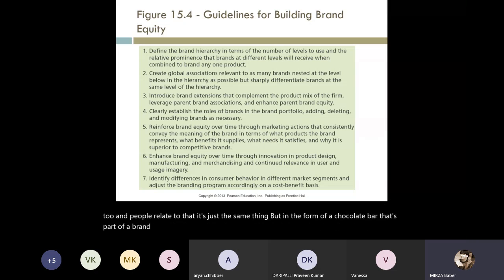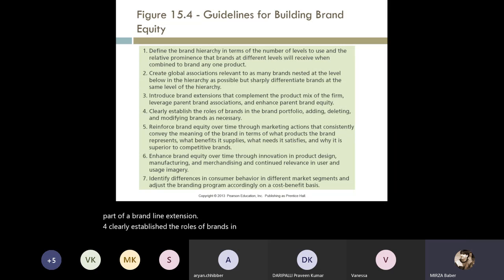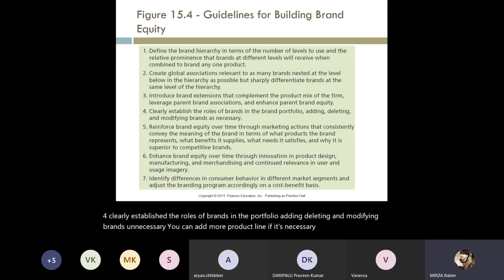Number four, clearly establish the roles of brands in the portfolio, adding, deleting, and modifying brands if necessary. You can add more product lines if it's necessary. You can remove such product lines or brand lines which are no longer relevant. You can discontinue manufacturing them or discontinue offering them because they lose their relevancy over time. Remember, in marketing, the only constant is change. People change with time.